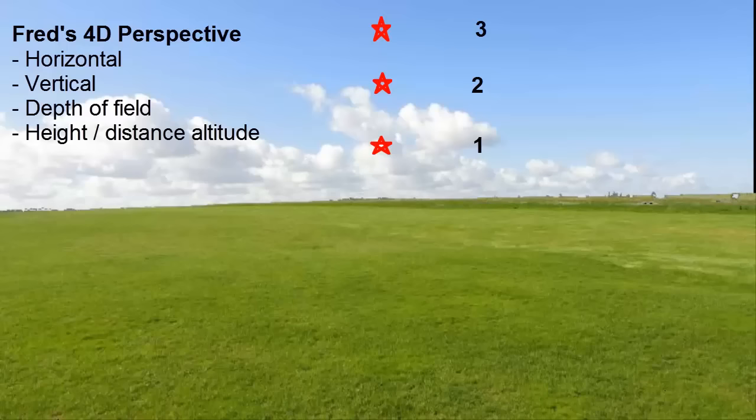So what I mean by this is Fred can be looking at 3 stars in the sky, 1, 2, 3, from the ground up. And this can be interpreted in a number of ways. The first star, the one lowest to the horizon, in Fred's eyes, could be the furthest star away. Star number 2 is a little bit closer, and star number 3 is even closer.